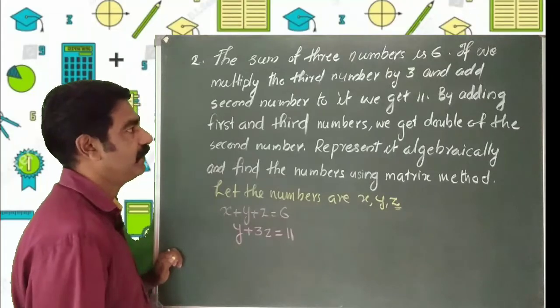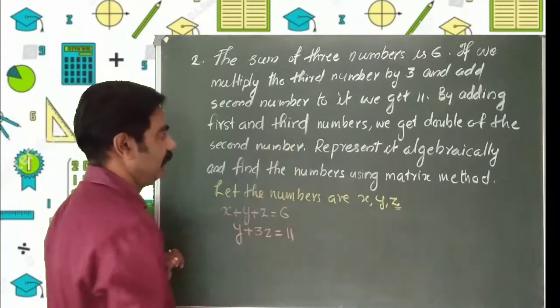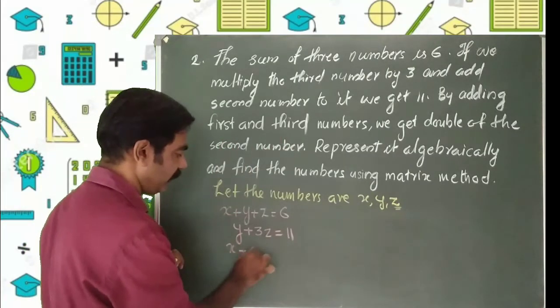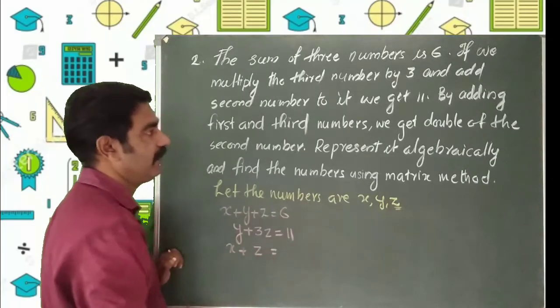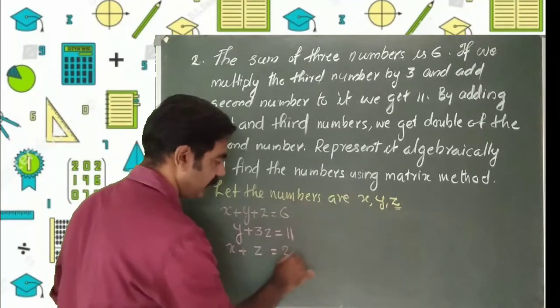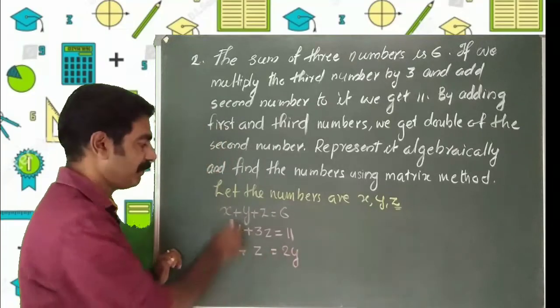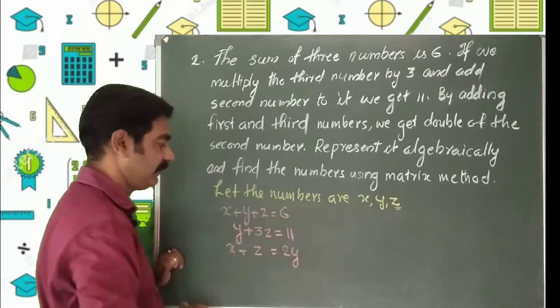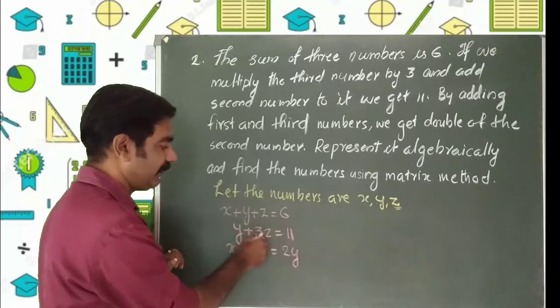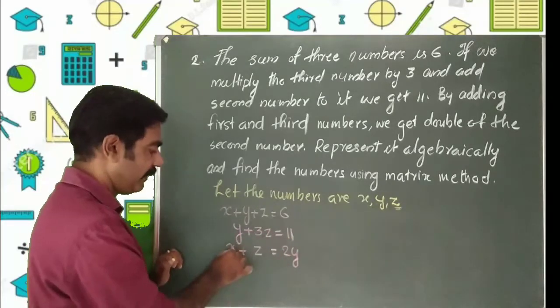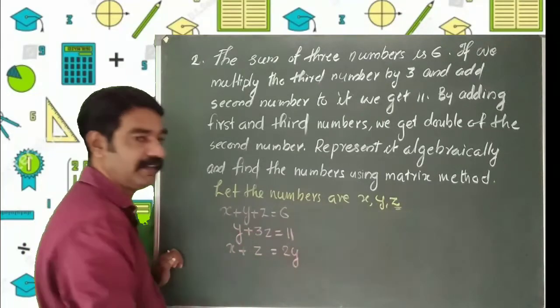And the third condition: by adding the first number and the third number, we get the double of the second. So x plus y plus z is equal to 6, the first equation. y plus 3z is equal to 11, the second equation. And x plus z is equal to 2y, the third equation.